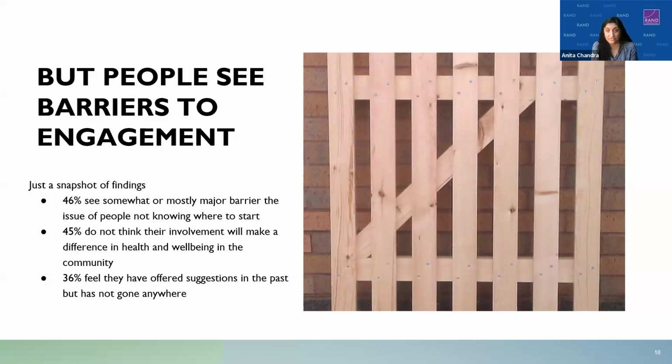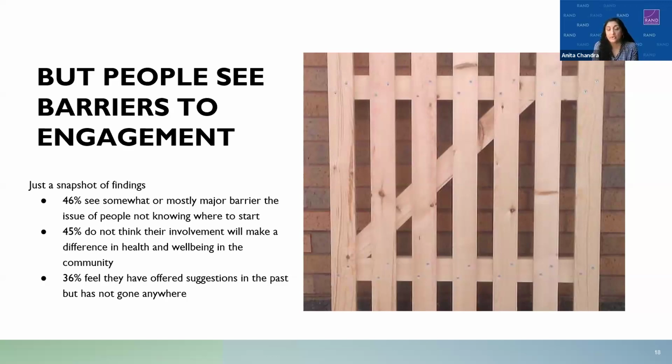And that's immensely addressable with some of the actions and activities that many communities on the call are engaged in. We also know that about 45% didn't think that their involvement would actually make a difference in health and well-being in the community, which suggests that perhaps the way that community activities are designed doesn't necessarily give that feedback loop, or something else is going on in terms of trust and engagement.